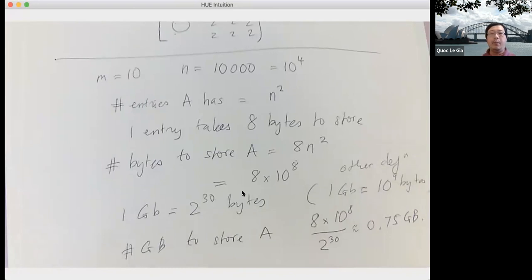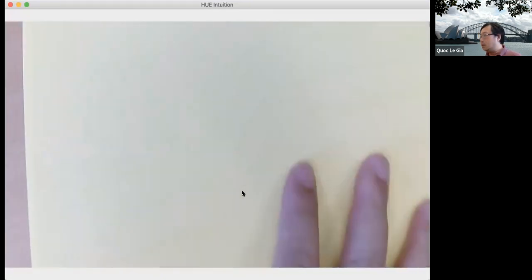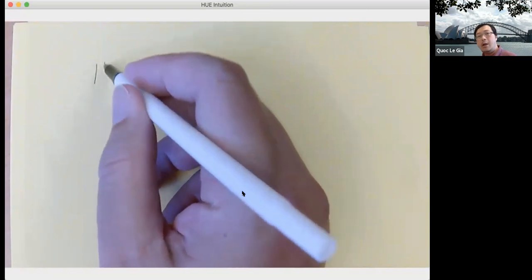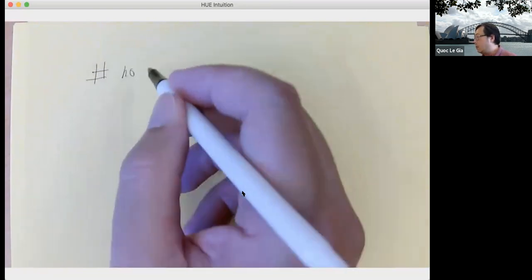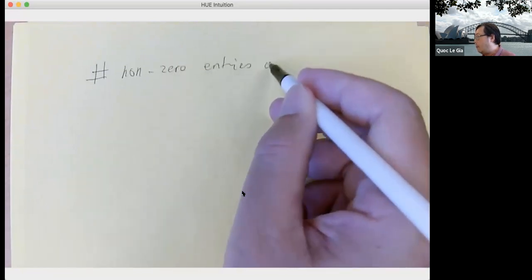Now the next question is a bit more complicated. I want to save memory, so I don't want to store all the entries of the matrix A. I want to store only the non-zero entries. How much memory does it take to store only the non-zero entries as a sparse matrix? Well, first we have to find out the number of non-zero entries of A.